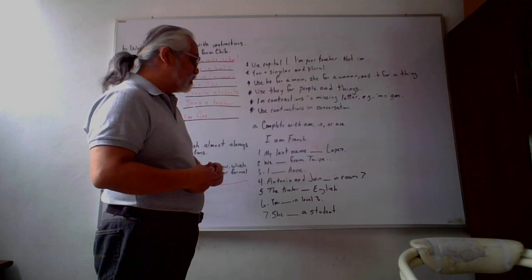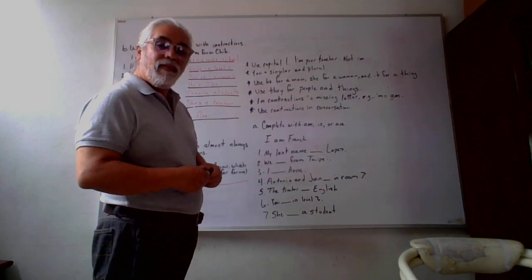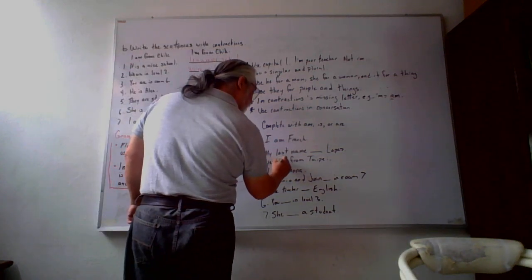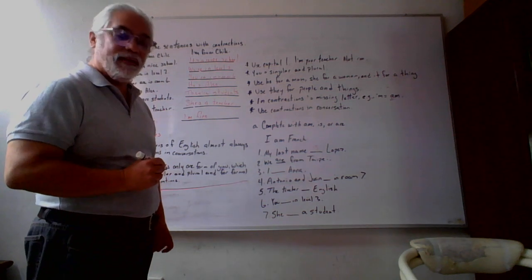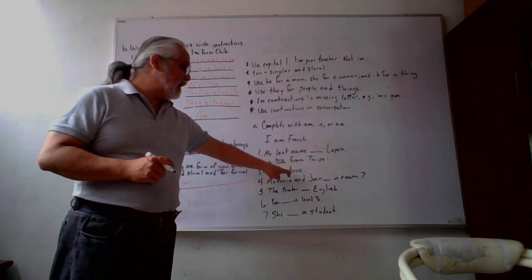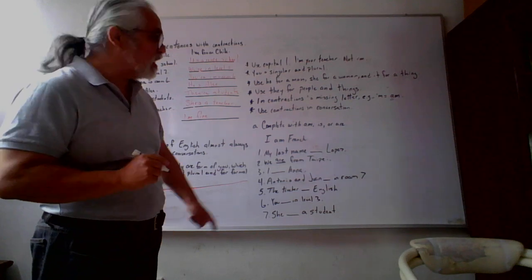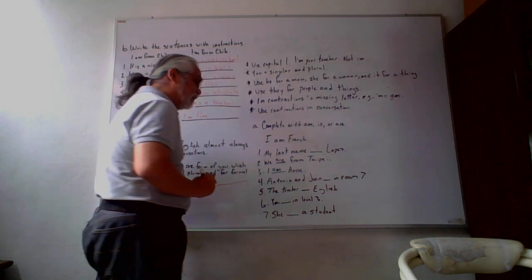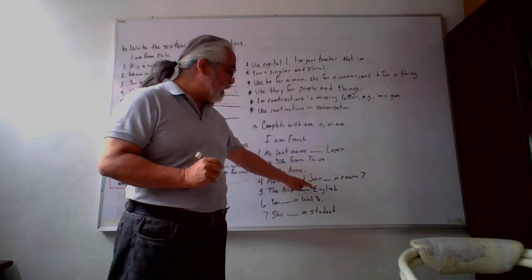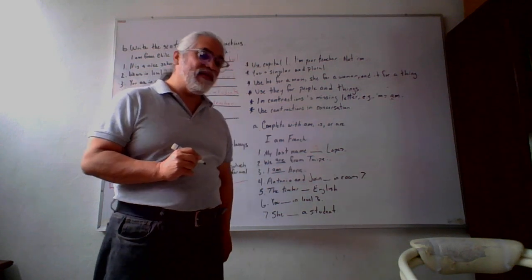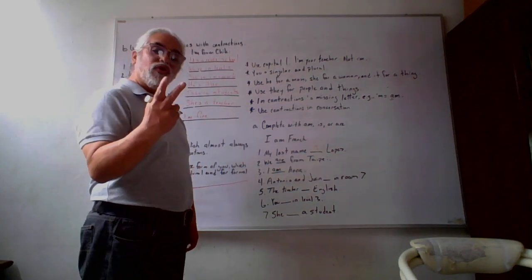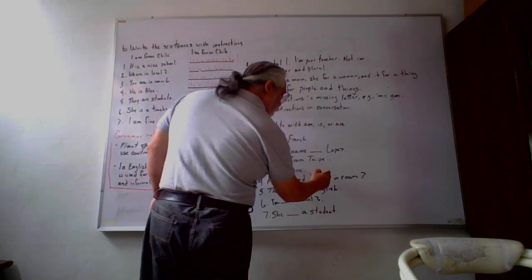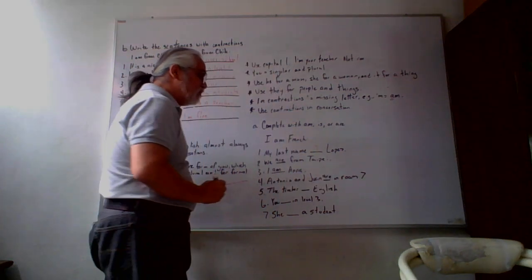We blank from Taipei. Here we have we. So we know it's more than one person. We're going to use are. We are from Taipei. I blank Anna. And I said, every time we use I, we're going to use am. I am Anna. Antonio and Juan blank in room 7. Antonio and Juan are two people, so we're going to use are. Antonio and Juan are in room 7.